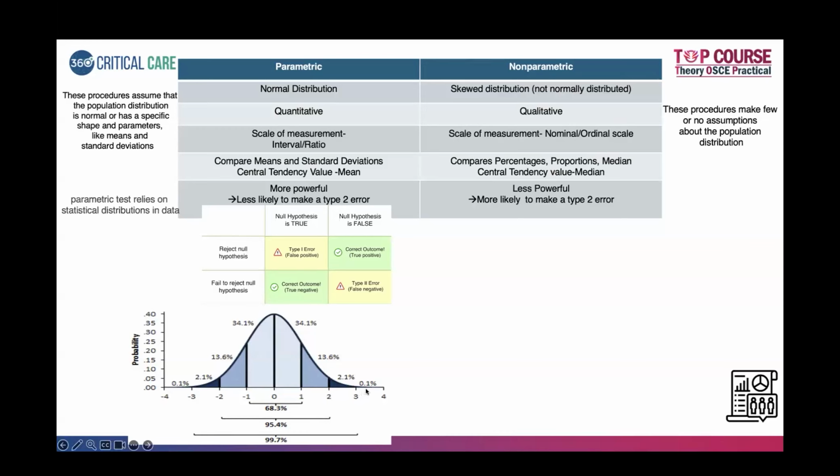So this is the normal distribution curve, which you had seen in the previous presentation. If the data is distributed like this, it can be well considered for a parametric test.